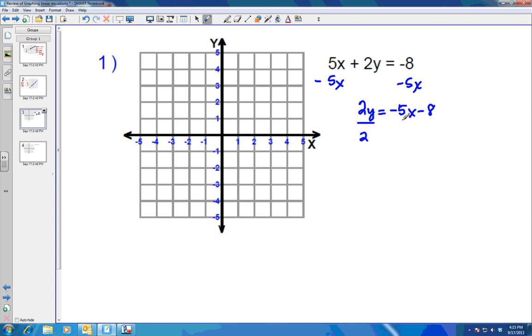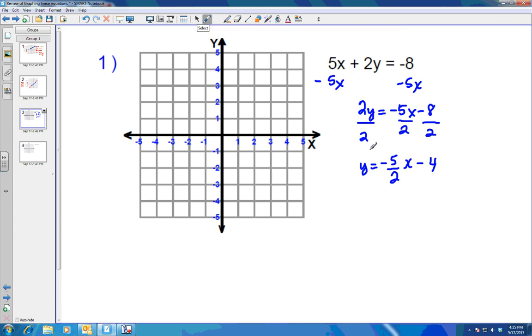Divide by -2. And when I divide by -2, I divide everything by -2. So now I have y equals -5 over 2. I'm not going to change that to a decimal. We're going to leave it just like that since it won't go evenly. Minus 8 over 2 is 4. So now we're going to graph this.